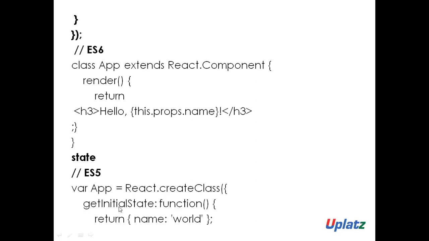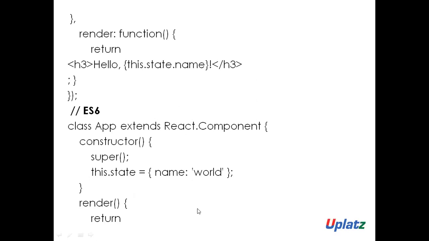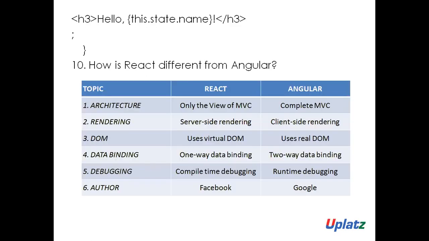When compared to state, in ES5 I will just use getInitialState as a function. But in ES6, I will just use my state, this.state, inside my super or constructor. So these are all the major differences that I feel between ES5 and ES6. So the next would be the differences from Angular.